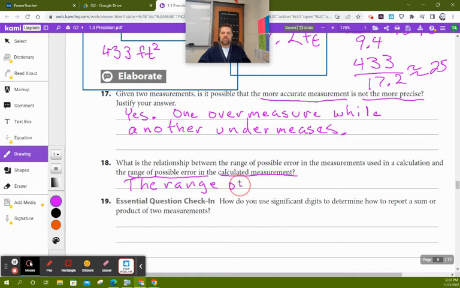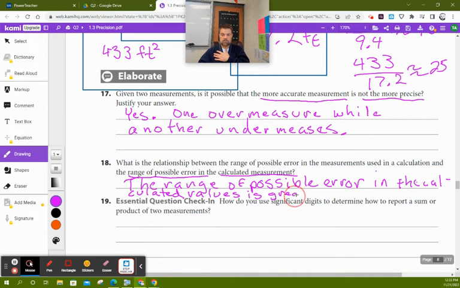the range of possible error in the calculated value is greater. And let me explain what I mean by that.